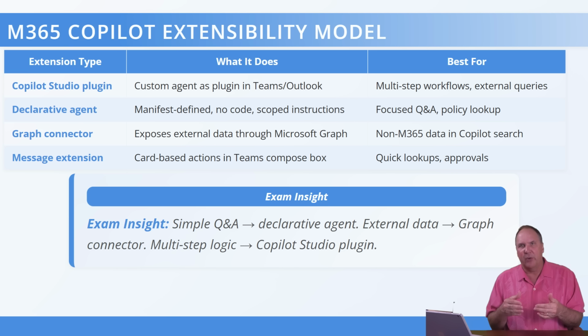The exam tests your ability to match the extension type to the scenario. So if it's simple scoped Q&A, the declarative agent is your answer. External system integration, then you're going to need a graph connector. Multi-step workflows, then Copilot Studio plugins. Or quick in-chat actions, a message extension.